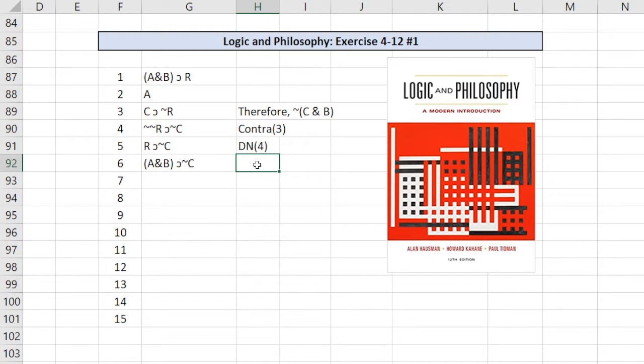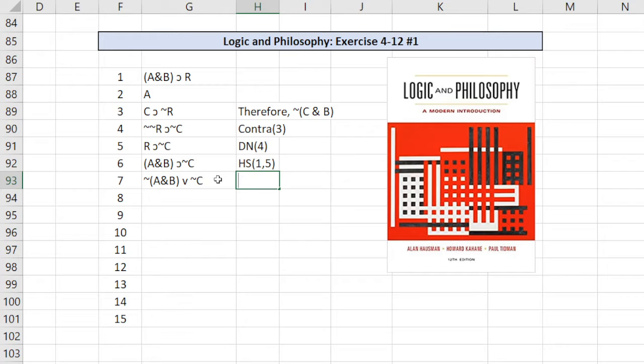So where did I call that hypothetical syllogism? That is on 1 and 5. That's how we got that premise. Okay, so what can we do now? Well, you can turn this hypothetical statement into a disjunction. That's using the implication rule. So let's do that. We do not the first part or the second. This is the implication rule.